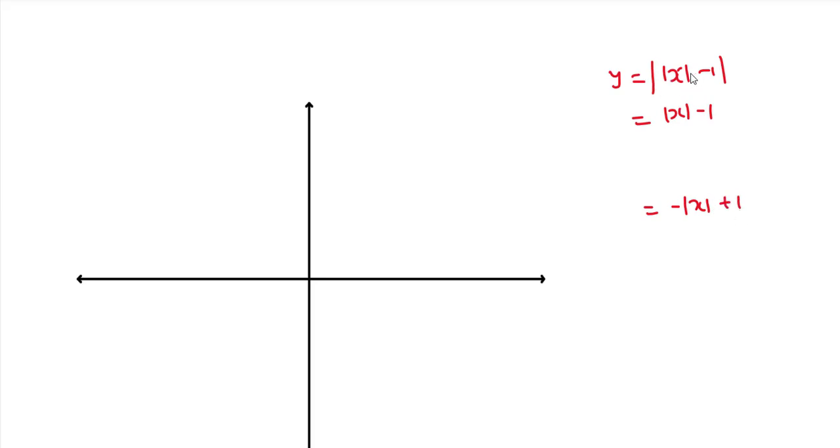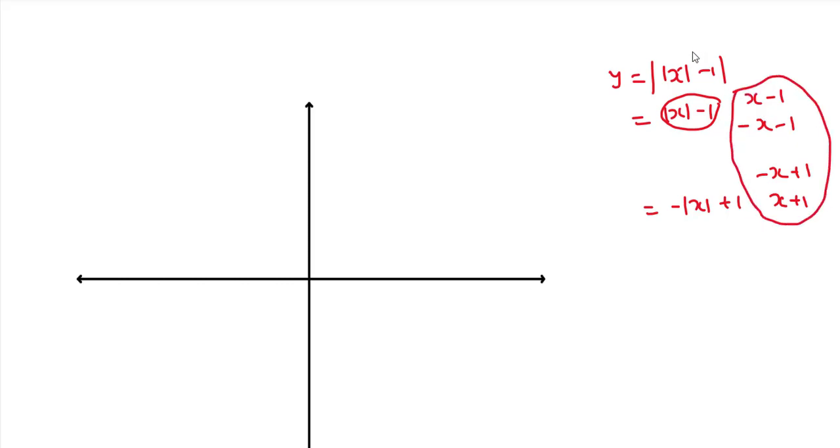Because of the minus sign, this minus will become plus. Now if you open the second mod, we'll get two more equations, which will be x minus 1 and minus x minus 1. Similarly, this equation will become minus x plus 1, and because of the minus, this minus and minus will become plus, we'll get x plus 1. So now we'll have to plot these four graphs to get the graph of this equation. So let us plot them one by one.